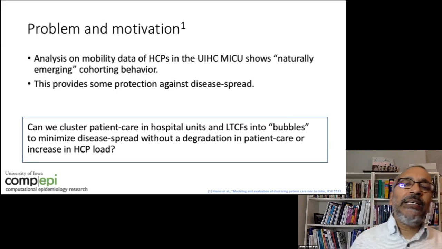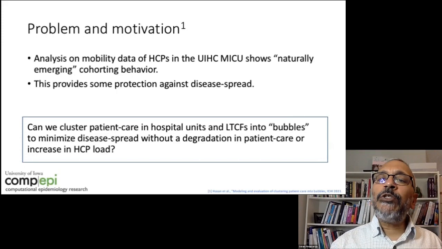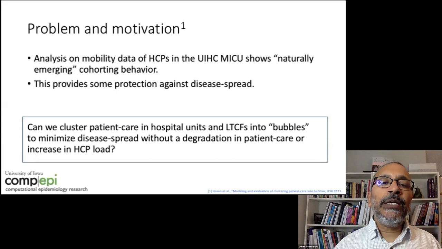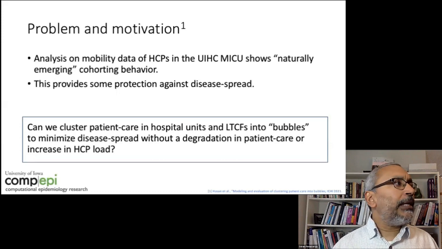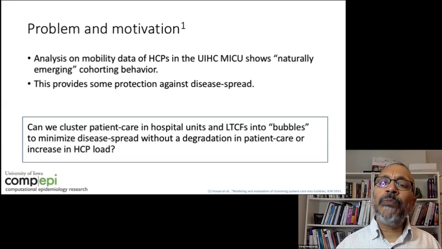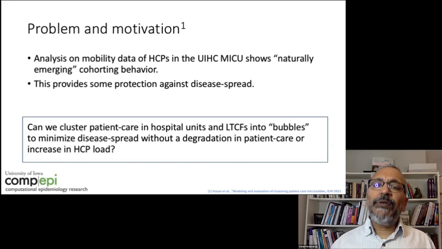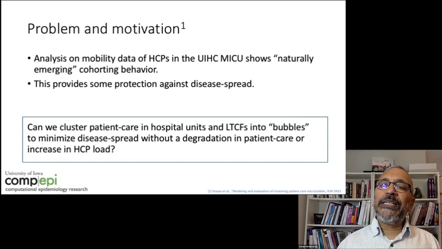What I mean by that is, based on mobility patterns, we noticed that healthcare professionals tended to deliver patient care in nearby rooms, as opposed to rooms that are randomly placed in the unit. I mean, there are not too many rooms in this unit. As I mentioned earlier, I think there are about 20 rooms in this unit. But even within those rooms, there was what we felt was naturally emerging cohorting behavior.